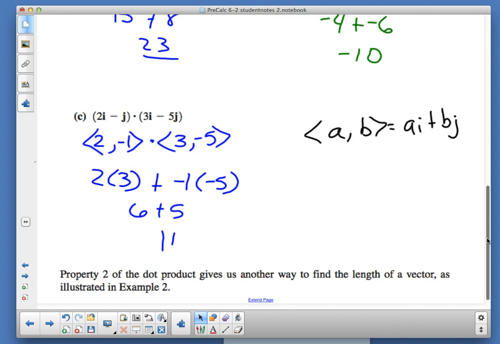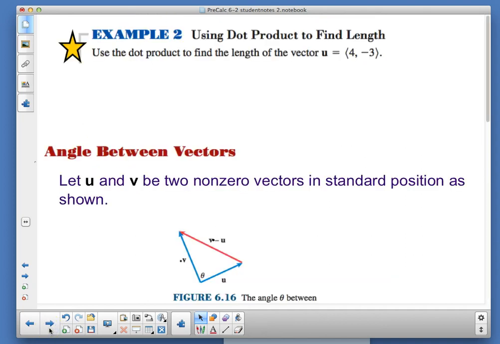Now, property 2 of the dot product gives us another way to find the length of a vector, as illustrated in example 2. But I mean, I can go u times u in the square root, and we'll be fine. Example 2, using dot product to find length. Really, I'm finding the length, which is magnitude. Remember, magnitude? I just take the first squared, the second squared, but I could go u times u and find that square root as I'm going.